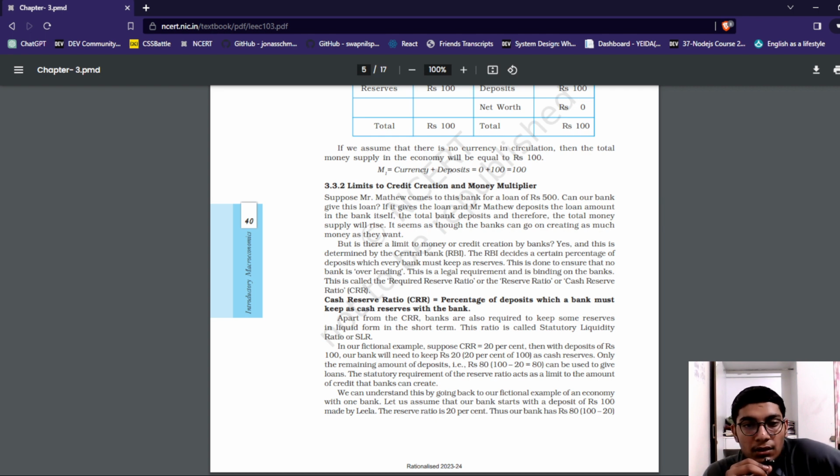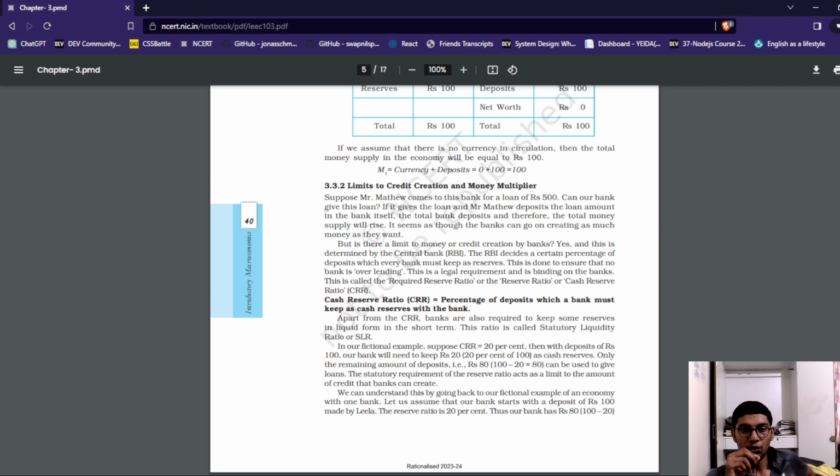Can our bank give this loan? If it gives the loan and Mr. Matthew deposits the loan amount in the bank itself, the total bank deposit and therefore the total money supply increases. It seems as though a bank can go on creating as much money as it wants, but there is a limit to money creation by banks.